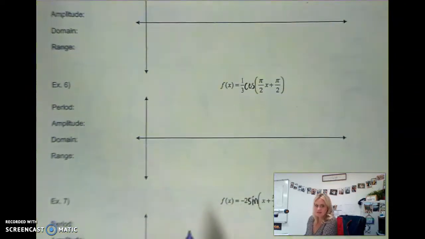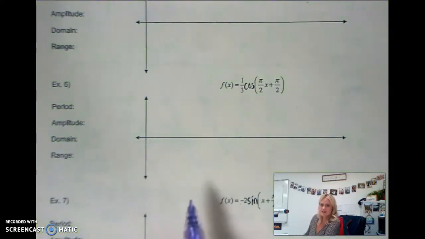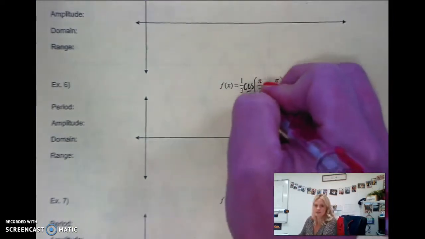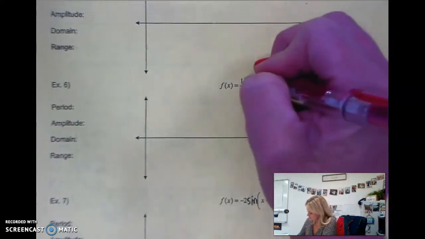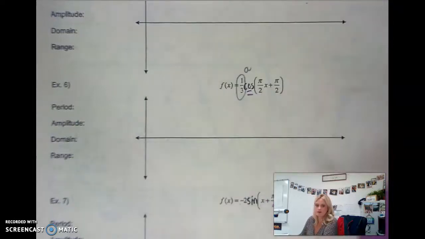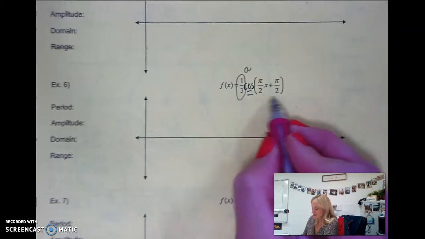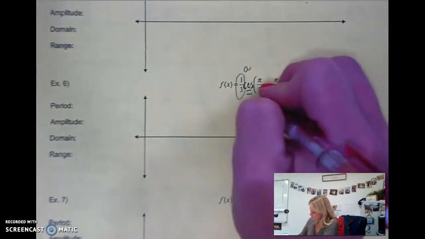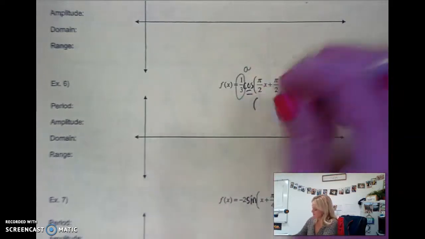So let's look at example 6. Again, tell me everything you possibly can. First of all, it's a cosine graph. Second of all, the amplitude is 1/3. We have a problem here though, right? What do we need to do? We have to take out or factor out that half a pi first.